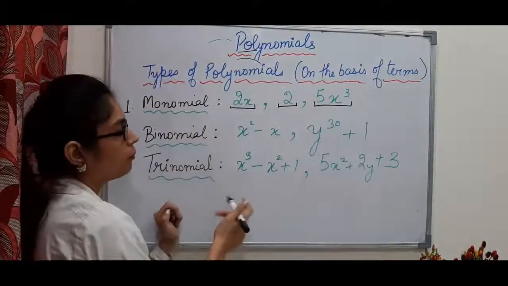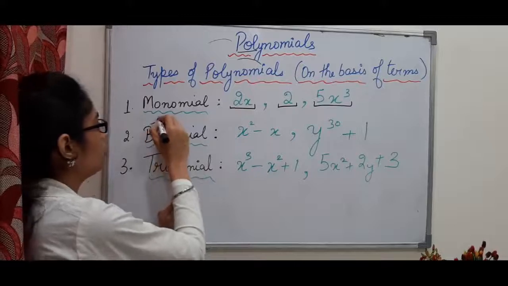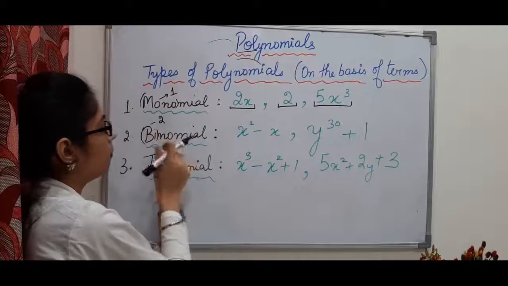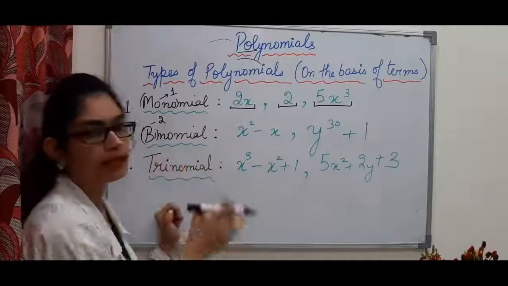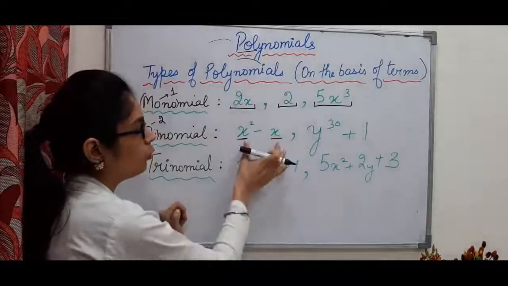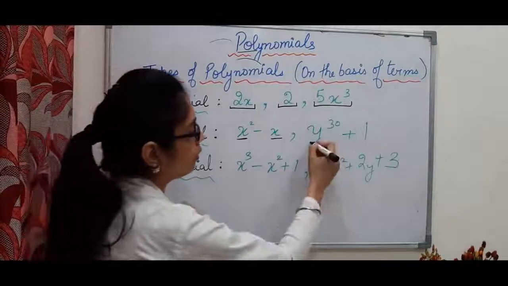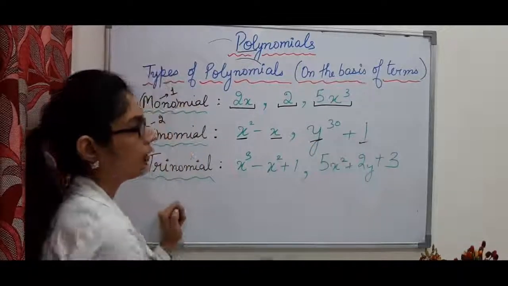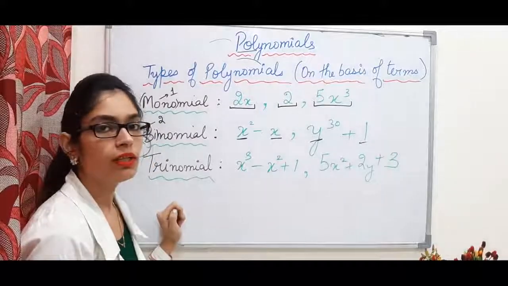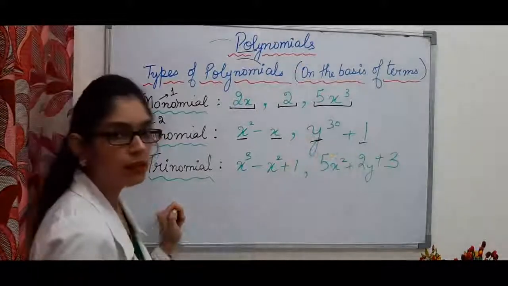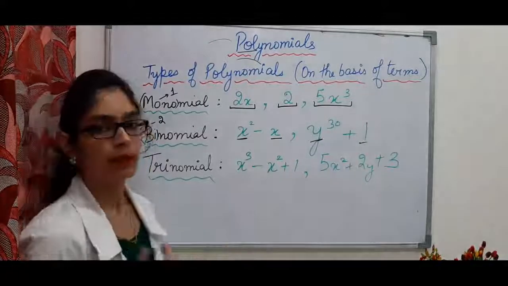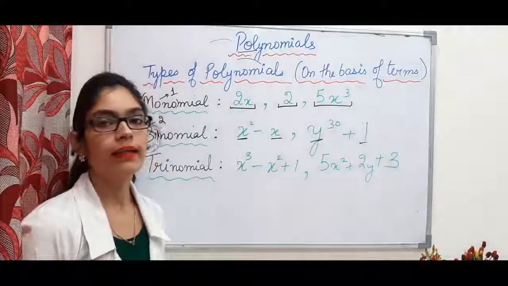Then binomial. Binomial means bi means 2, mono means 1. So from the term itself, binomial means 2 terms. See, 1 and this one, 2 terms in this expression, and 1 plus 2, again 2 terms in this expression. So whenever 2 terms are present in any of the expressions, it can be regarded as binomial.